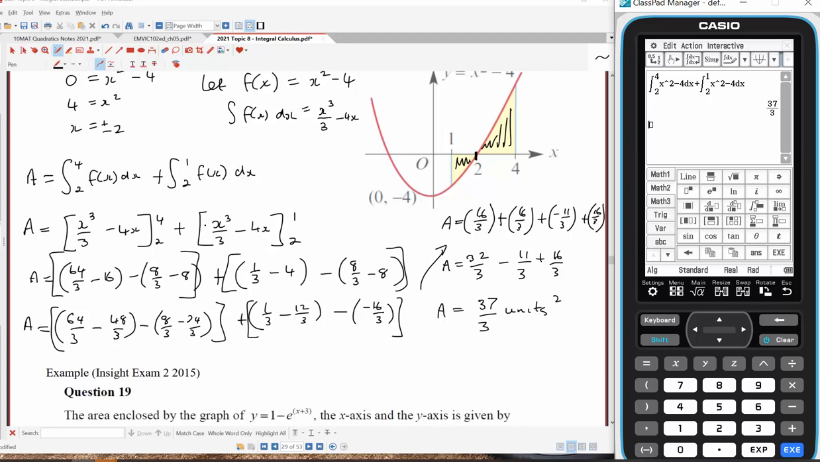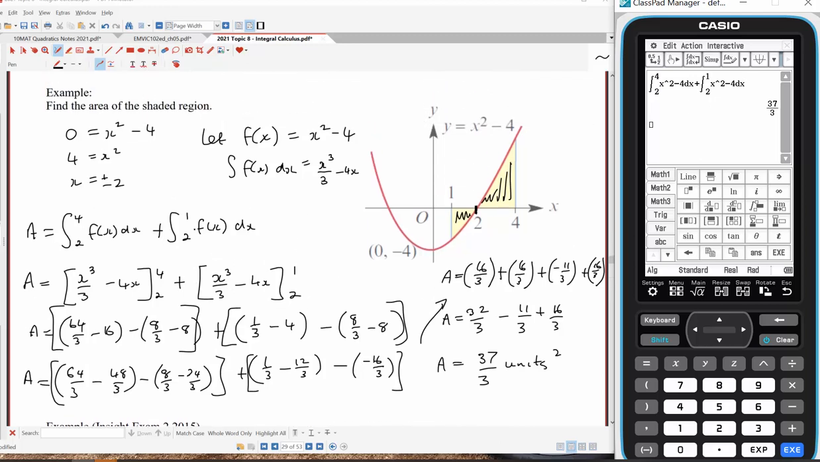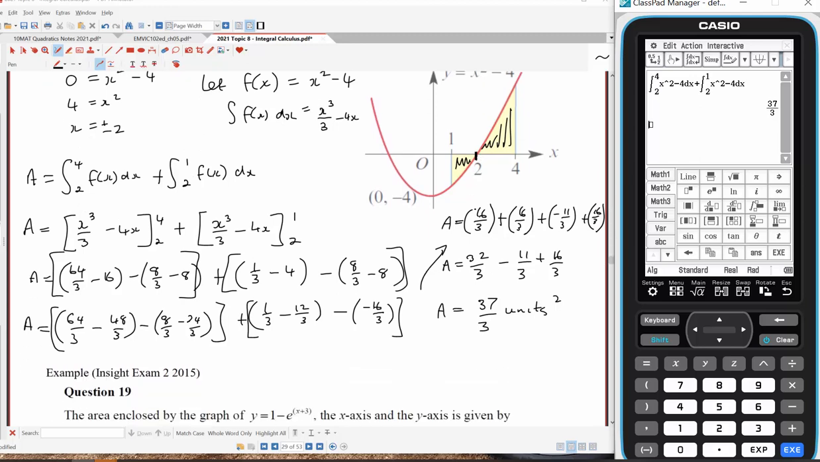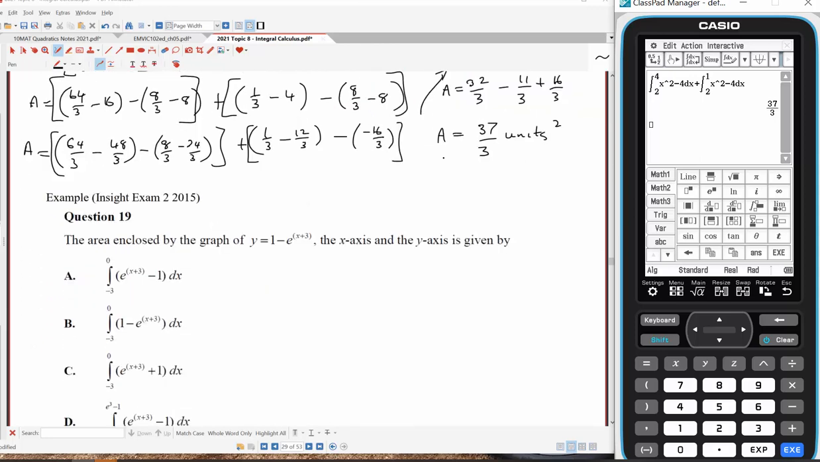Yay. Right, so there it is. There's no easy way to do that. So if you can find one, let me know. But otherwise, you just do it in as many parts as you need to get that area.